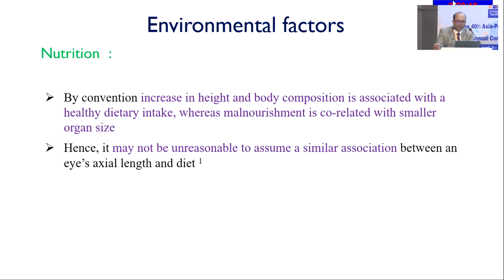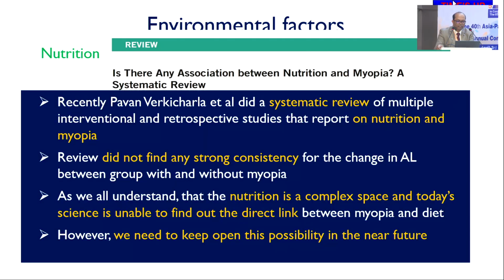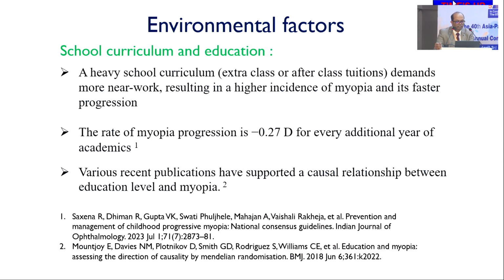Nutrition, again, this is completely a new area, and it may not be unreasonable to assume that they do have a similar association. The way we talk about malnutrition probably causing smaller organ size, in that context, yes, nutrition might have a role. However, this particular review by our myopia lab from Hyderabad did not find any strong consistency. Nutrition being a complex space, today's science is unable to find the exact direct link. However, we need to keep open this possibility in the near future.